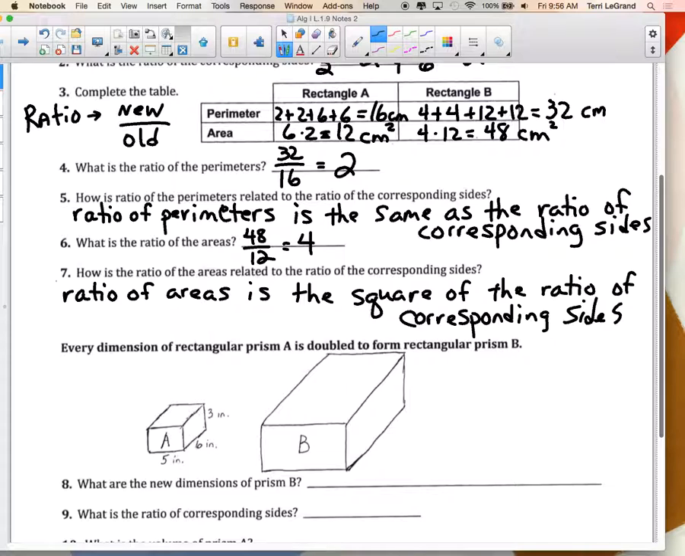How you feeling about this? You think that's the perimeter? Okay. So Chase says that this is the perimeter of the larger rectangle. Okay, I want you to see that.